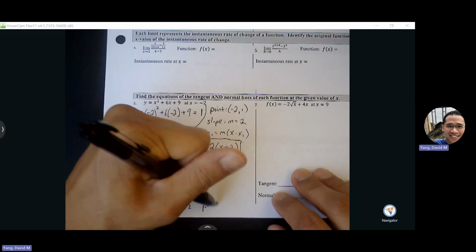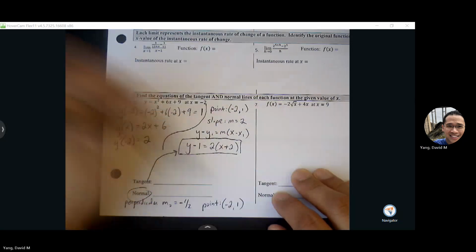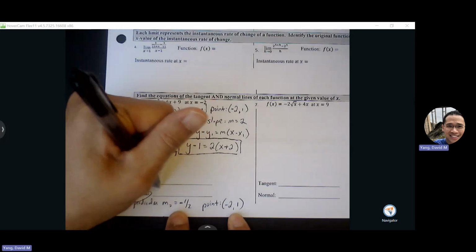I'm still using the same point. Point slope form.